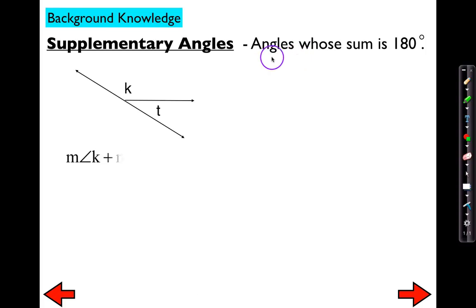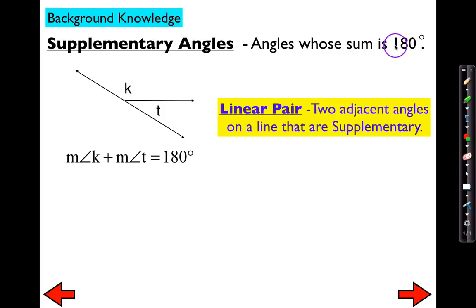Here, I would consider these two angles to be supplementary. Why? Because the sum of the two angles equals 180 degrees. Now, it can also be referred to as a linear pair, but a linear pair is very specific. They have to be adjacent angles that add up to 180 degrees. They can't be disconnected. They have to be together, adjacent.